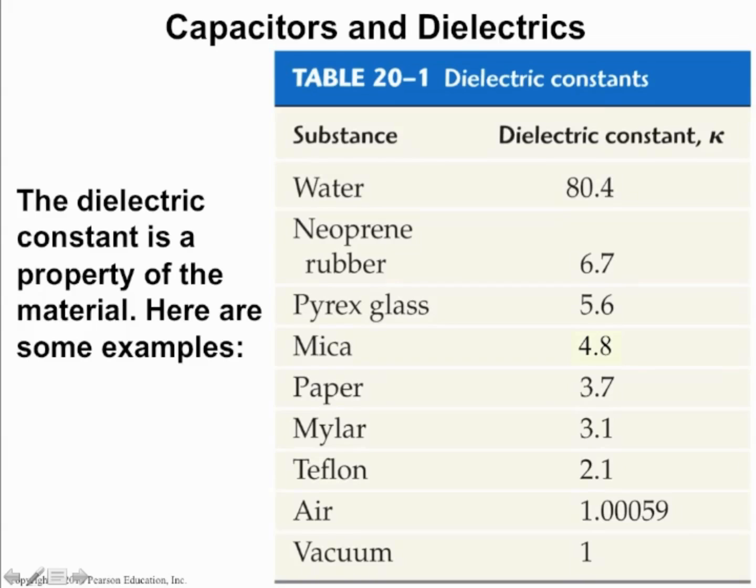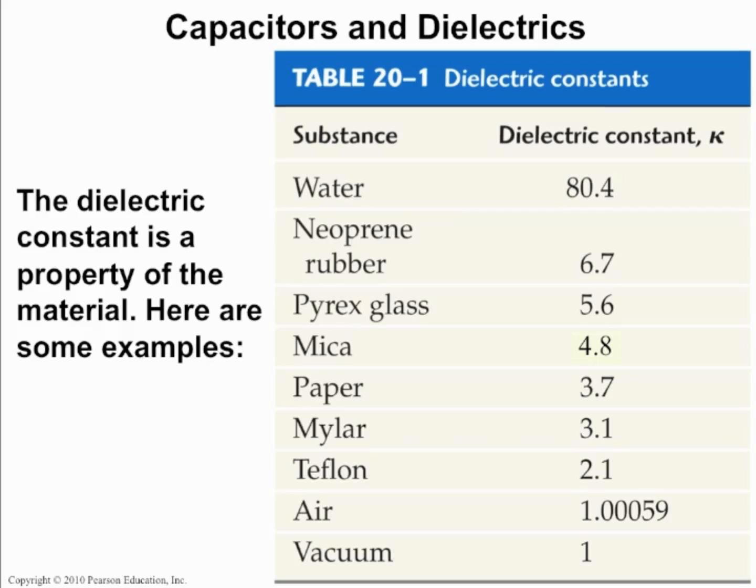This is a table of common dielectric constants. And notice that the symbol here used is kappa, or the Greek lowercase k. And you don't have to worry about using that or distinguishing it. The only reason they did it here is because they want to set it apart from the electric force constant K that you already learned. In any case, what we can see here is that the dielectric constant is a property of the material. In other words, different materials have higher or lower dielectric constants depending on their properties.